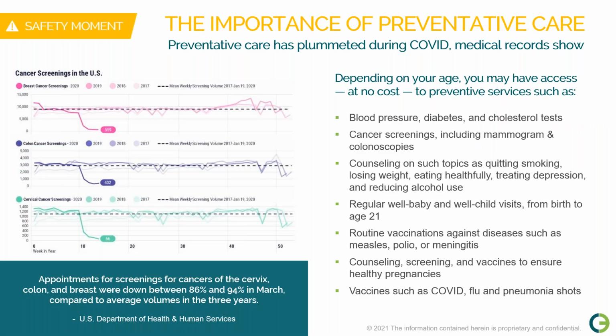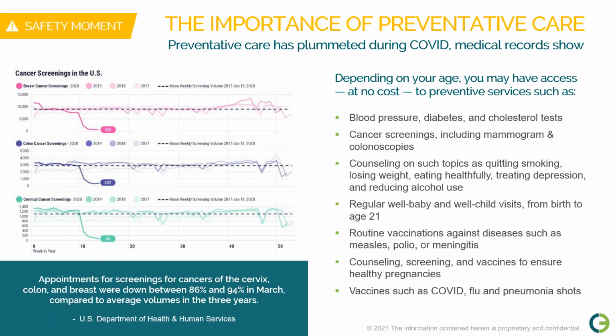So just a quick safety moment. This is on the importance of preventative care. And as some of you may have heard in the news, the biggest thing that has coincided with the pandemic is that a lot of people have stopped going to their regular appointments for other types of screenings, such as cancers, diabetes, blood pressure, any of those other types of health concerns have declined in terms of getting checked. And I think that's just because people were afraid to go to the doctor and just stayed at home. But we have to remember, you still have to take care of yourself.